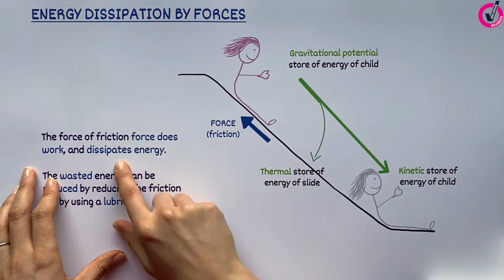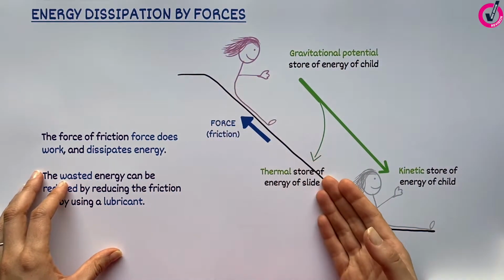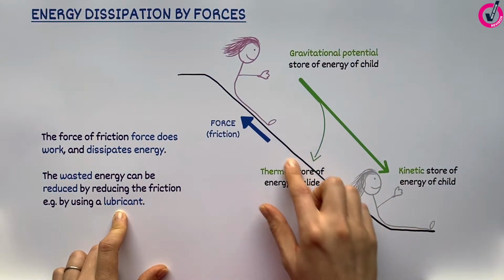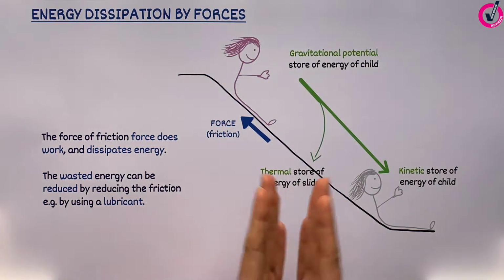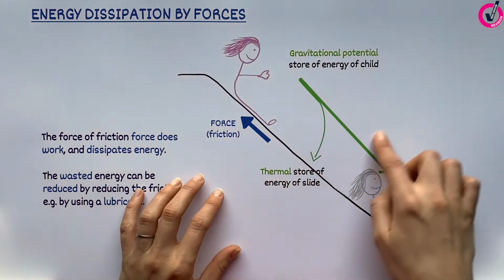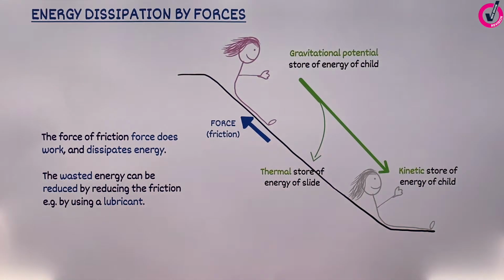We can reduce the amount of energy dissipated by reducing friction. For example, the child could sit on a sack like you do on a helter-skelter, or we could even put a lubricant like washing up liquid all over the slide. In both cases, less energy would be wasted, meaning that more energy can be transferred into the store that we want, the kinetic store of energy of the child.